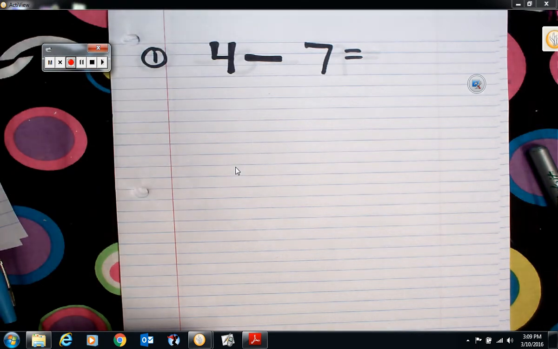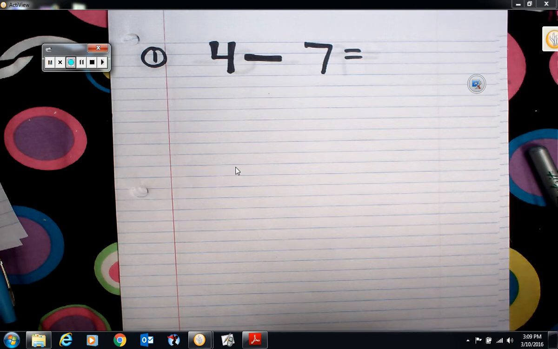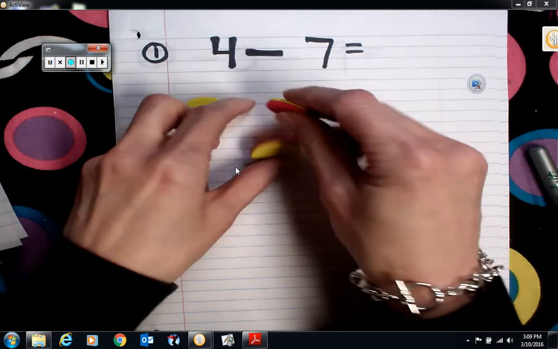Today we are going to be subtracting integers. And so we're going to start with a simple one, 4 minus 7. To represent the 4, I'm going to start with 4 yellow counters.